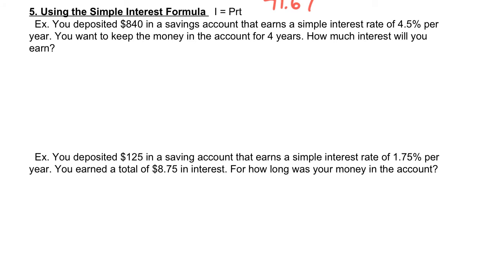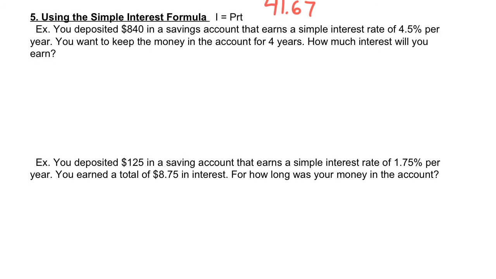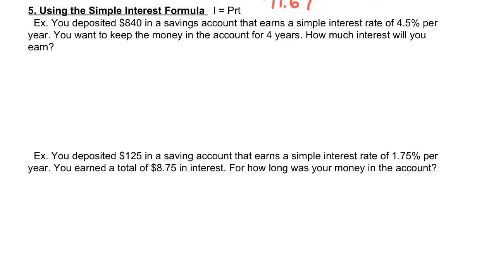Okay? And the last one. This is a good one because we're getting to money using simple interest. So it says you deposited $840 in a savings account that earns simple interest rate of 4.5% per year. You want to keep the money in the account for 4 years. How much interest will you earn? So in these problems, it is important for you to define your principal, your starting value, your interest rate, and your time. And basically all you're doing is multiplying those three numbers.